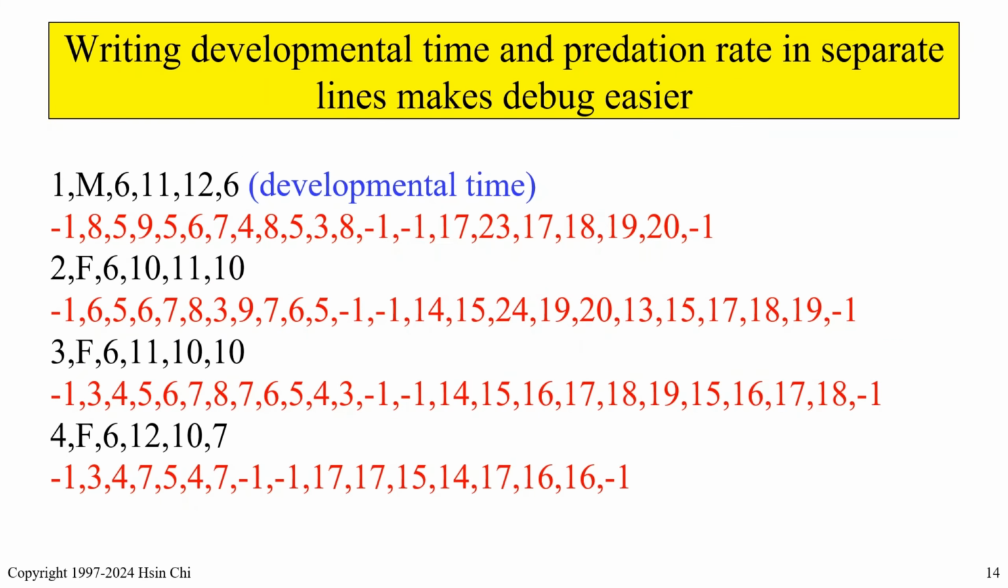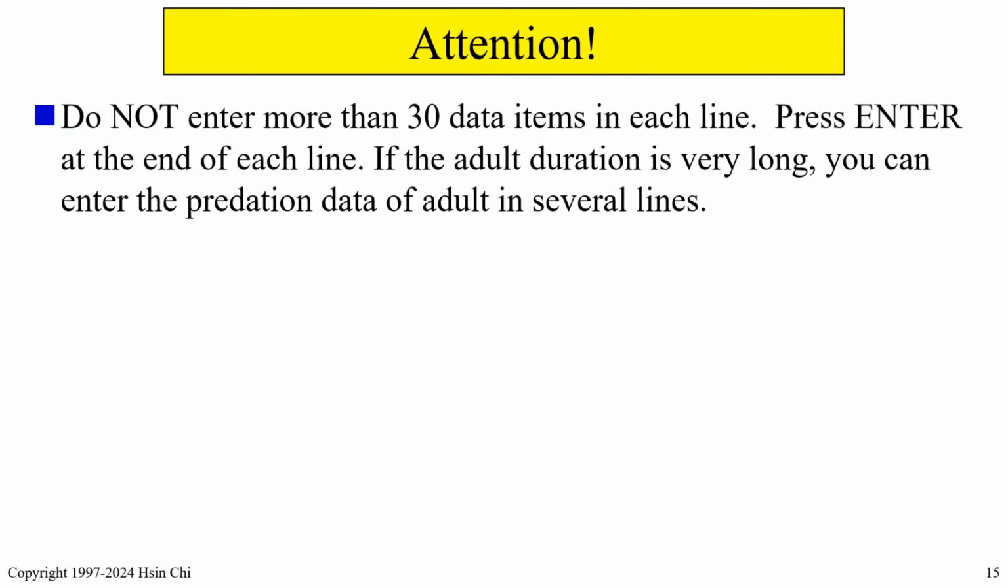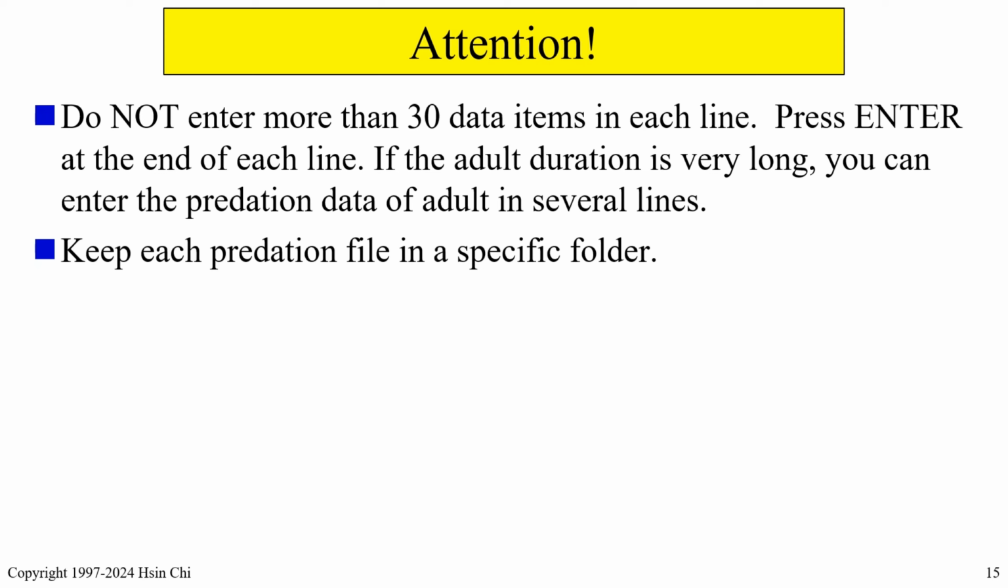When editing data documents, it is recommended to write developmental times and predation rates in separate lines, so that errors can be easily detected. Attention! Do not enter more than 30 data items in each line. Press Enter at the end of each line. If the adult duration is very long, you can enter the predation data of the adult in several lines. Keep each predation file in a specific folder.